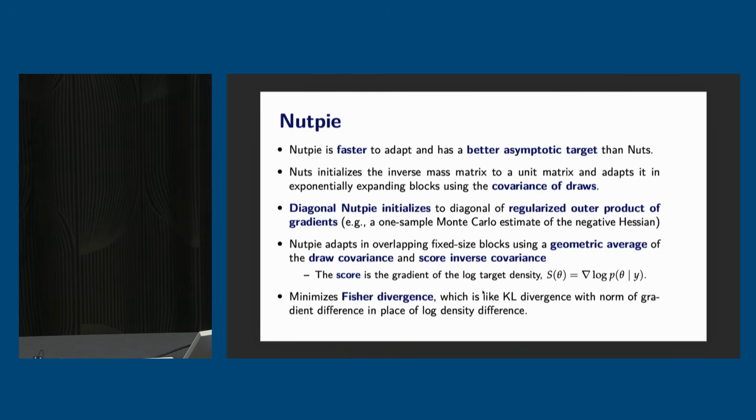The nice thing about this Nutpie target is it minimizes Fisher divergence. What is Fisher divergence? I'm not going to write the formula out, but I'm going to tell you. It's like KL divergence, but instead of looking at the difference of the log densities, it looks at the norm of the difference of the gradients. Right? So in other words, Fisher divergence is trying to match the gradients more than it's trying to match the densities, which I got a lot of insight from Adrian's talk yesterday as to why this is useful, because it smooths out the objective at the gradient level.